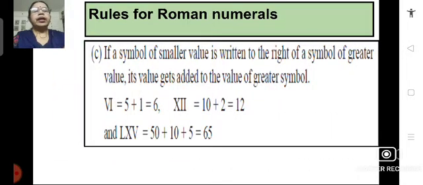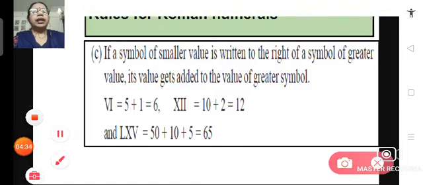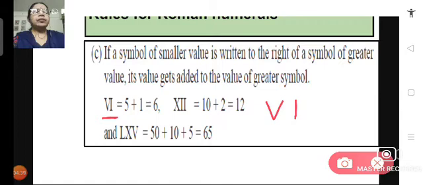Rule C: if a symbol of smaller value is written to the right of a symbol of greater value, its value gets added to the value of the greater symbol. For example, if we have VI, V represents 5 and I represents 1. So, I is the smaller number which is written to the right of V. So, its value gets added to V. That means VI is equal to 5 plus 1, that means 6.